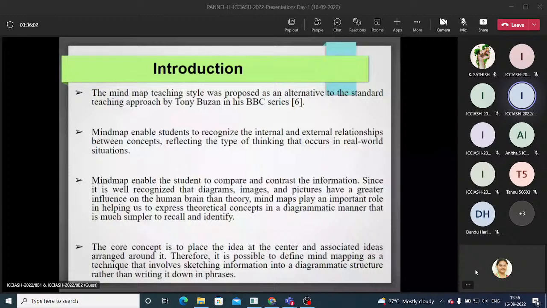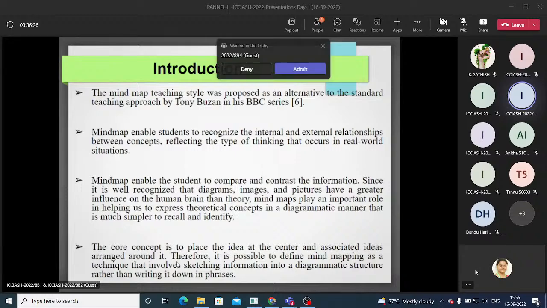So it will be very enjoyable for the students as well, and it will be helpful for them to recall or identify certain topics which are hard to remember, right? So they can benefit from this mind map. Then the core concept is to place the idea at the center, and the associated ideas are going to be arranged around it.